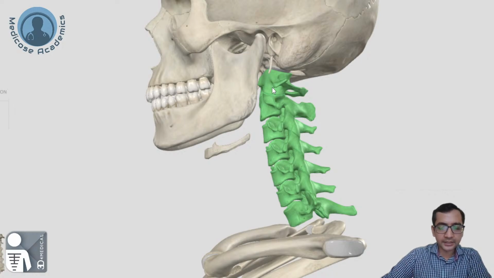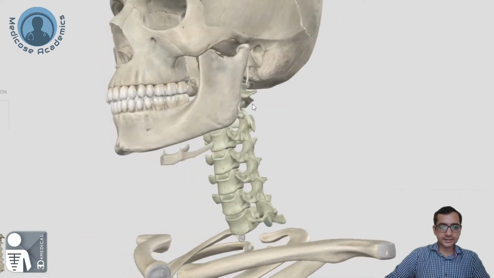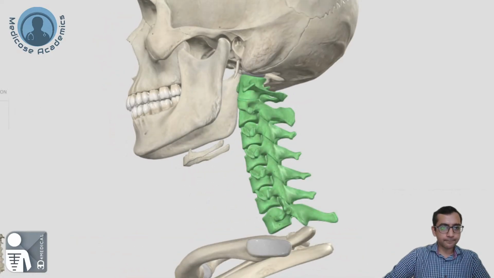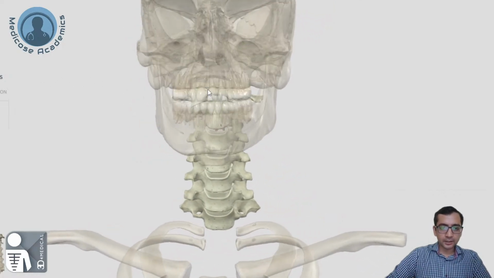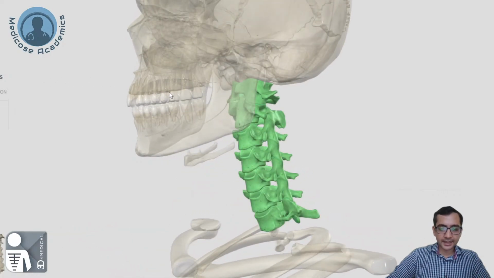Otherwise, you must know their alternate names. There is Atlas, Axis, then C3, 4, 5, 6, and C7 is also known as Vertebra Prominens. Let's remove them. So this is the vertebra. You see the atlas, the axis, and the other vertebra.